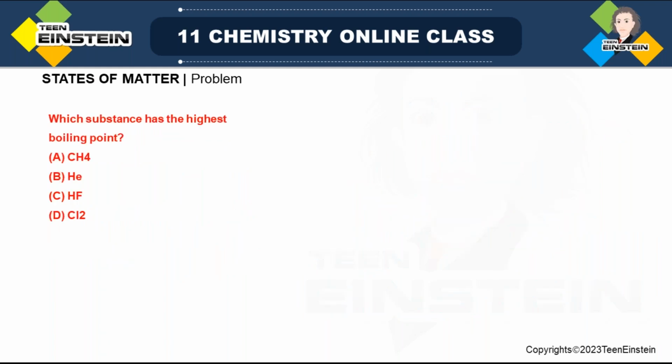Which substance has the highest boiling point here? We have CH4, which is non-polar. Then we have helium, which is monoatomic. This is also non-polar. Now HF is obviously polar, and here hydrogen bonding is also possible. Basically dispersion is possible, dipole-dipole is possible, but hydrogen bonding you have to give priority. So that is why it will be the right answer, and chlorine is also non-polar.